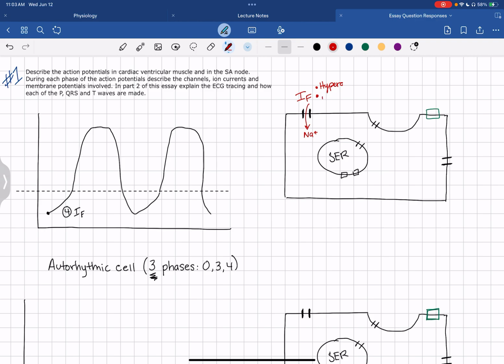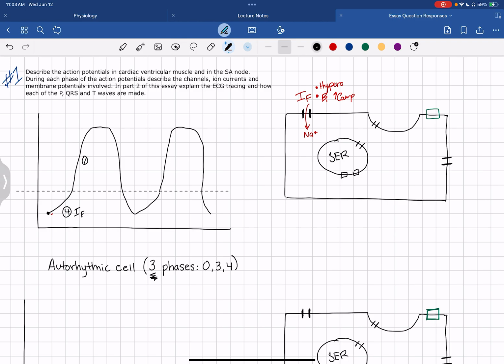Another thing that can stimulate them is beta receptors, which will increase cAMP, which will open up these channels as well. So as these channels open, we see that there is a slow uptick in sodium in the cell, and eventually the cell will reach threshold. When the cell reaches threshold, then we have phase 0.